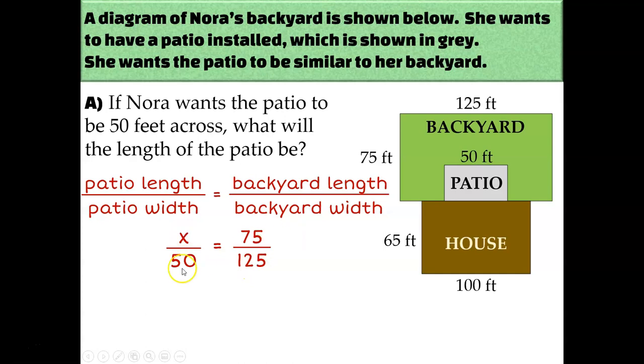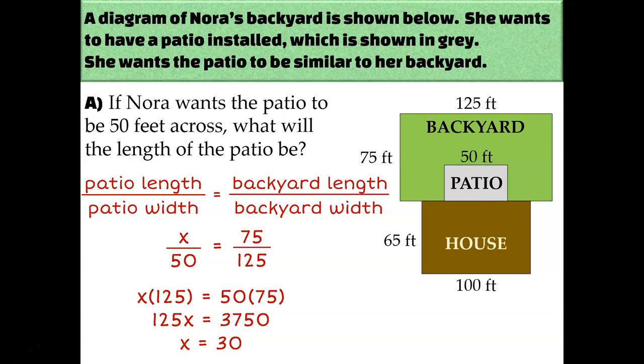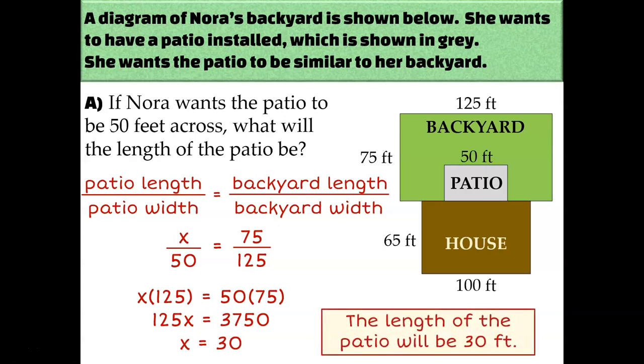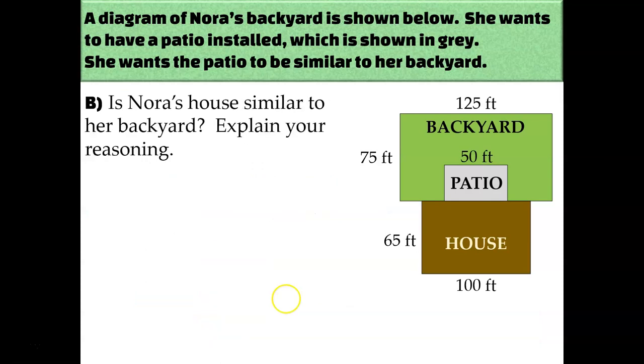So to solve, we'll cross multiply. X times 125 equals 50 times 75. 50 times 75 is 3750. Divide both sides by 125, and we get an answer of x equals 30, which means the length of the patio should be 30 feet.